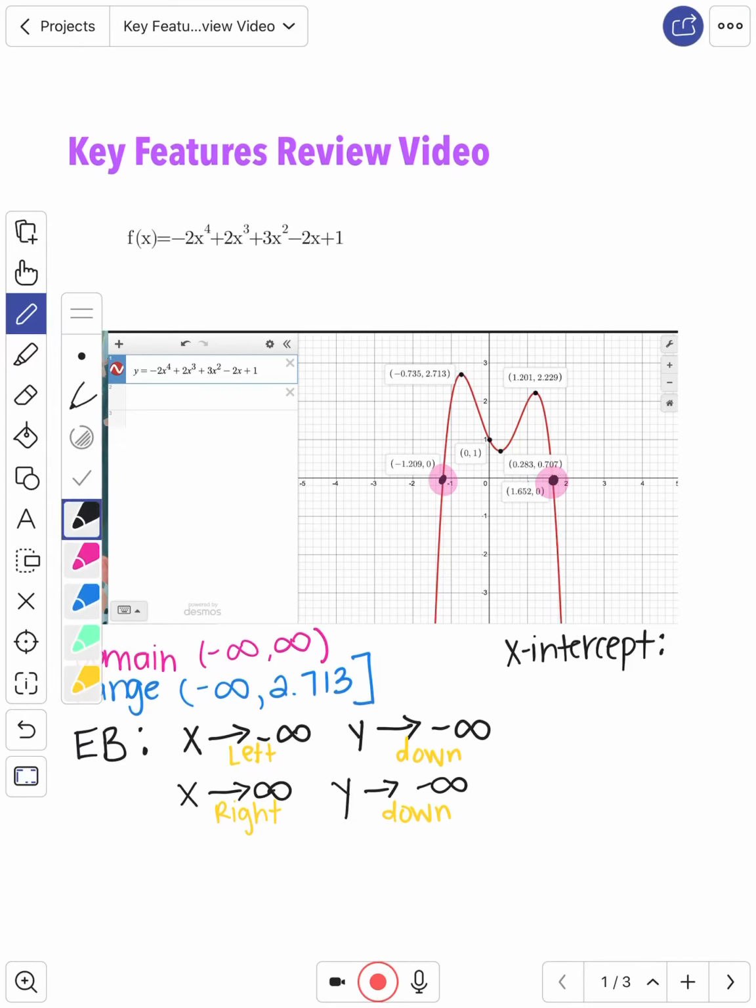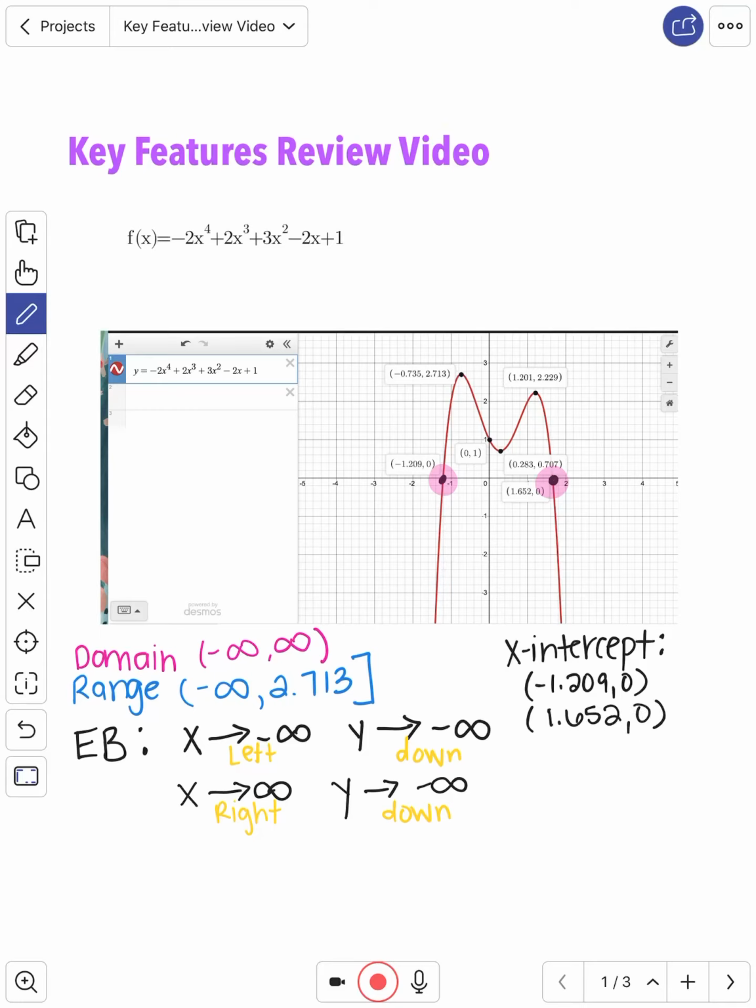So therefore, I have 2 x-intercepts, and those are at the point negative 1.209 and 0. And the other one is at 1.652 and 0. And yes, my y should be 0 because they are x-intercepts, so that's where the y value is 0. So then we have our x-intercept.